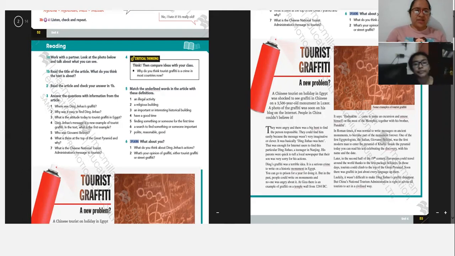And I think this kind of reading activity can help students develop their reading skill, because they need to think, and they need to pay a lot of attention to the article that they are reading or analyzing. Also, I think authentic material is present in this activity because we have an article about tourist graffiti. So I think that could be one authentic material that we have in this activity.